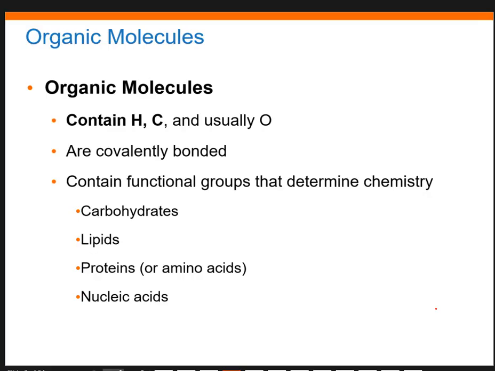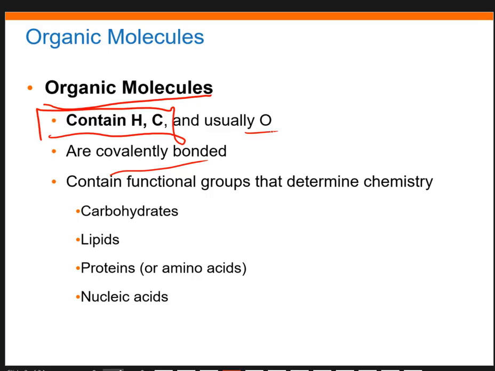All organic compounds contain both hydrogen and carbon covalently bonded to each other. If it's organic, it has to have both hydrogen and carbon. Usually there's oxygen as well. Most organic compounds also have oxygen. And then we'll see that proteins and nucleic acids have a bunch of nitrogen too. But the definition, in order to be defined as organic, it has to have hydrogen and carbon.